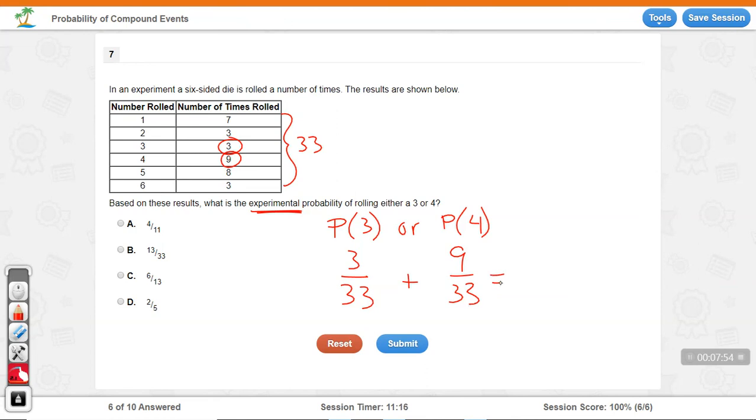Adding them, remember, add the tops. 9 plus 3 is 12, and keep the denominator when we're adding those, giving me 12 out of 33. That can be reduced because 3 goes into both of those. 3 goes into 12 4 times, and 3 goes into 33 11 times, reducing this fraction down to 4/11ths as my probability.